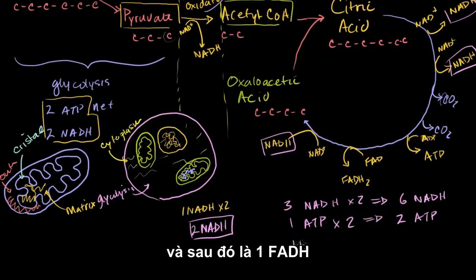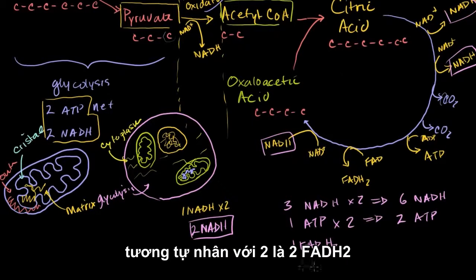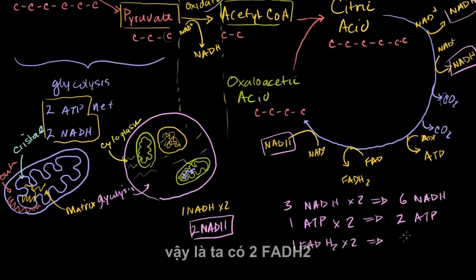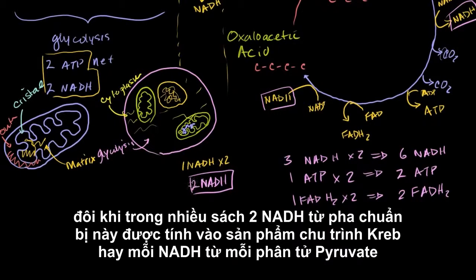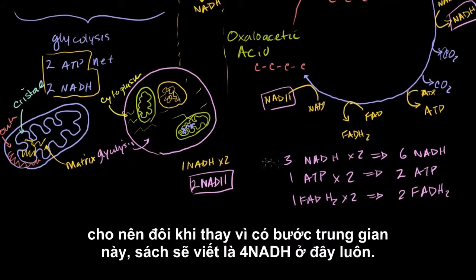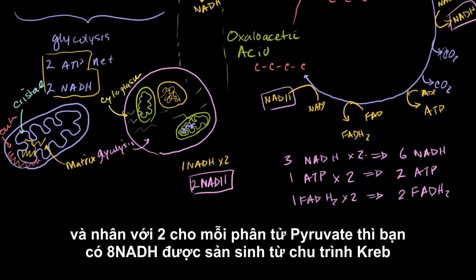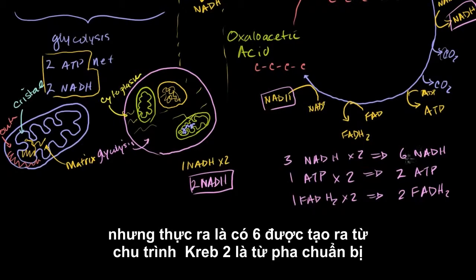And then we have 1 FADH2. But we're going to do this cycle twice. This is per cycle, so times 2. We have 2 FADH2s. Now, in a lot of books, these 2 NADHs, or per turn of the Krebs cycle, or per pyruvate, this 1 NADH, they'll give credit to the Krebs cycle for that. So sometimes instead of having this intermediate step, they'll just write 4 NADHs right here, and you're going to do it twice, once for each pyruvate. So they'll say 8 NADHs get produced from the Krebs cycle. But the reality is 6 from the Krebs cycle, 2 from the preparatory stage.